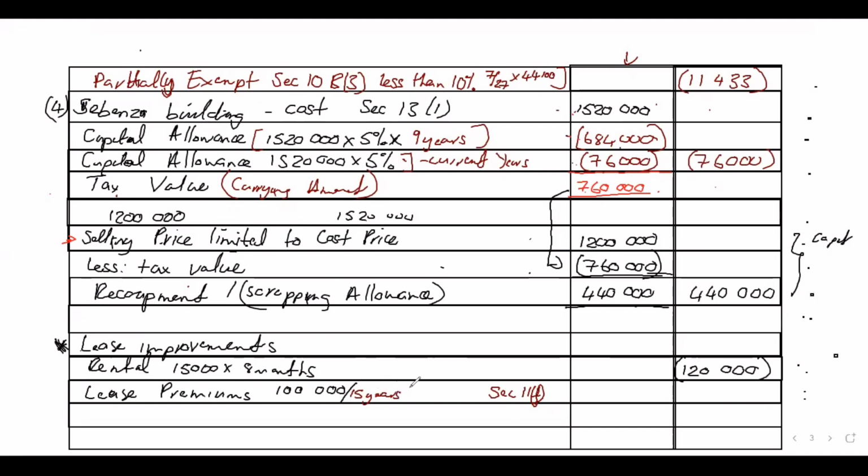And then in the current year, how many months are we going to claim for? 8 over 12. Then how much do we get? 13,303.